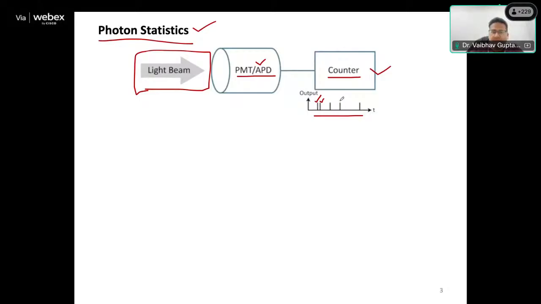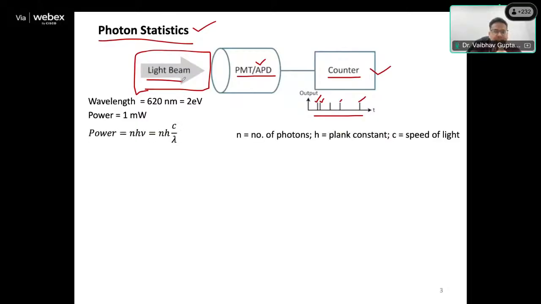For example, this photon came, and after a very long time the next photon came. As compared to this, the first photon came and the next photon came very quickly, so we are tagging the time. Now suppose we have the wavelength given for this light source, and the power is also given. We have a 1 milliwatt source and the wavelength is 620. Now if I would like to know how many photons are present, I can do the math and find out the average number of photons, n.